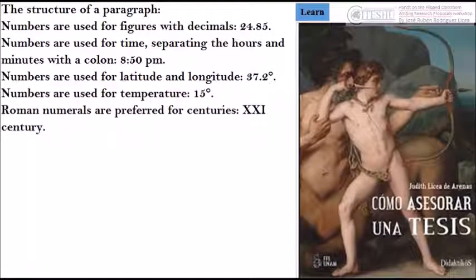The structure of a paragraph. Numbers are used for figures with decimals, 24.85. Numbers are used for time, separating the hours and minutes with a colon, 8:50 p.m. Numbers are used for latitude and longitude, 37.2 degrees. Numbers are used for temperature, 15 degrees. Roman numerals are preferred for centuries, 21 century.